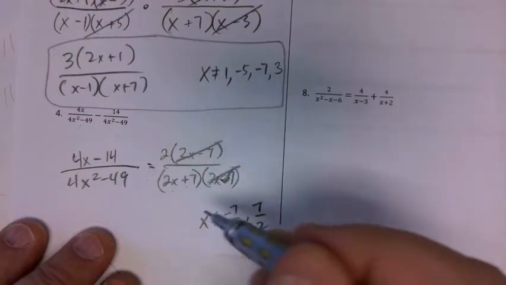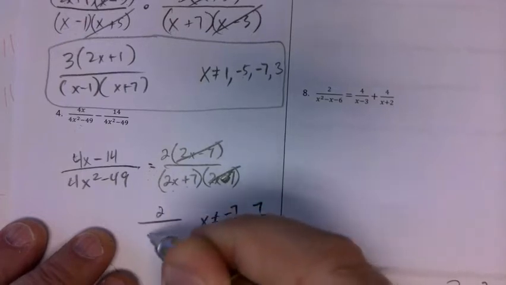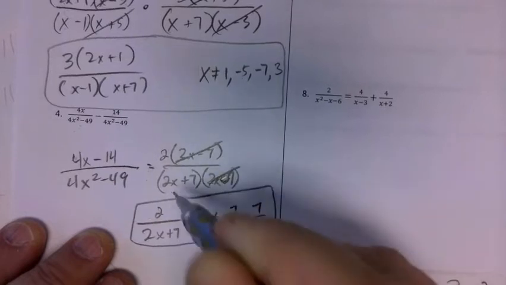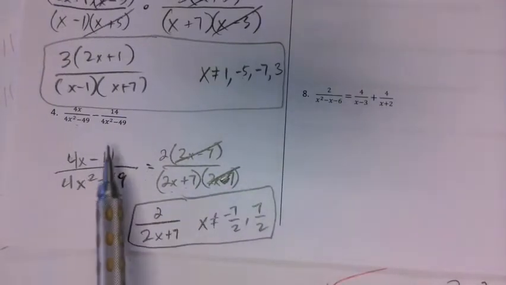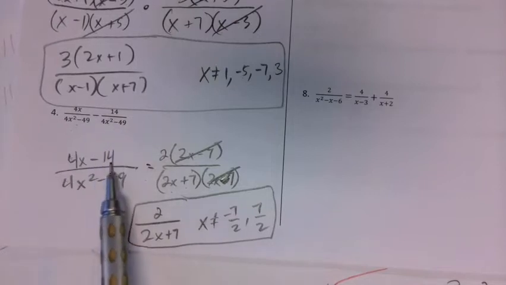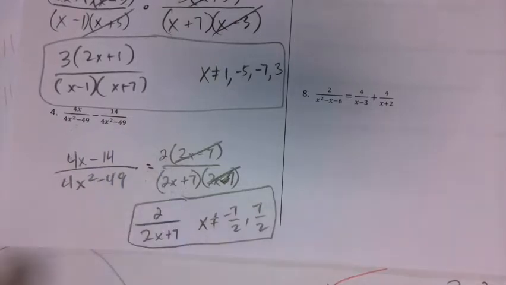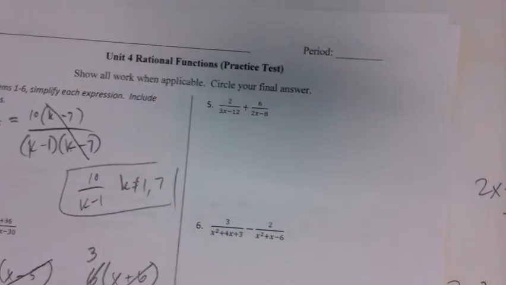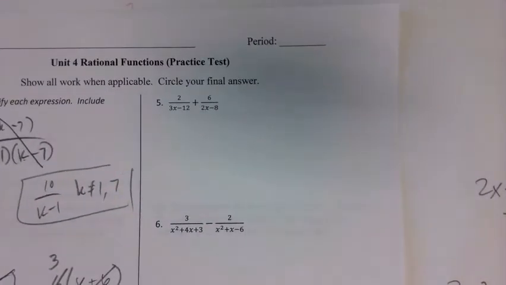2x minus 7 cancels 2x minus 7, and I'm left with 2 over 2x plus 7. So since they had a common denominator, all I need to do is subtract the numerators. That's what I did here. And then consider, can you simplify? Yikes. Okay.